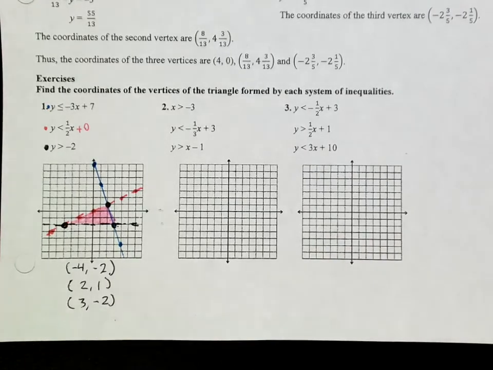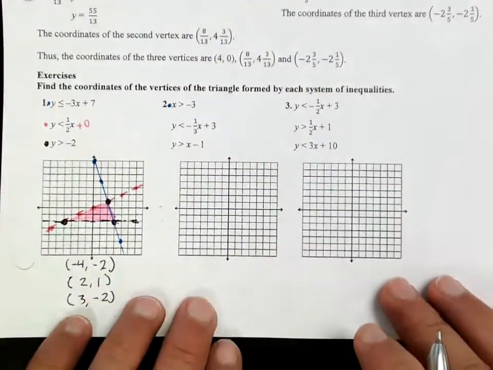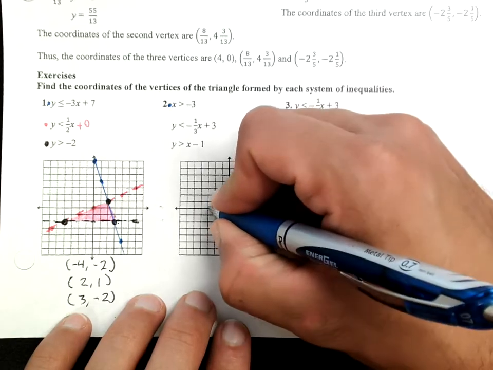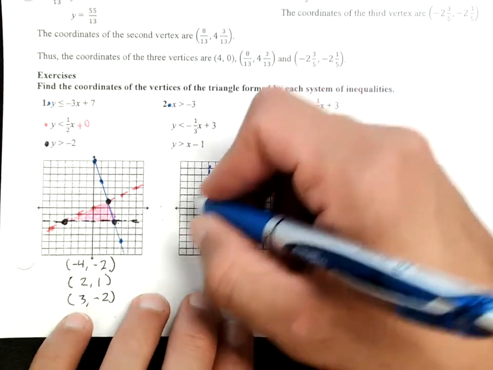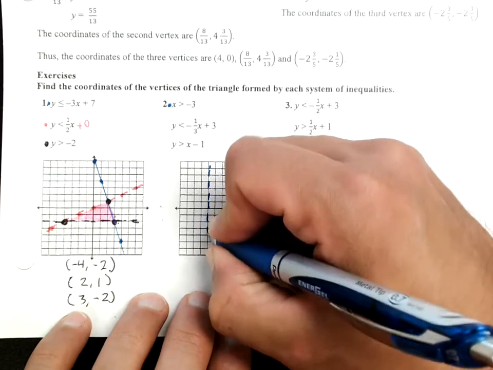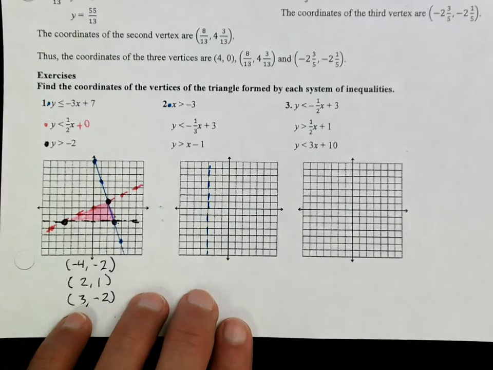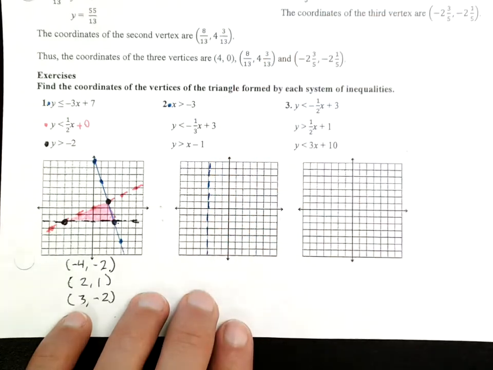on to number 2, same idea. Now, x is greater than -3, that's actually a vertical line across -3. And again, this is not equal to, which means that you should draw the line with a dotted line. Excuse me, that sounds really repetitive.